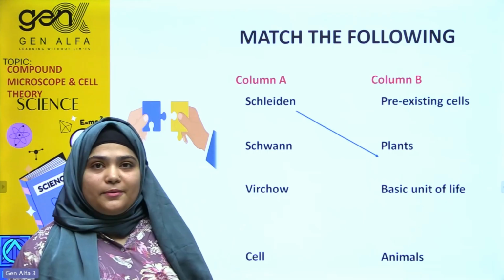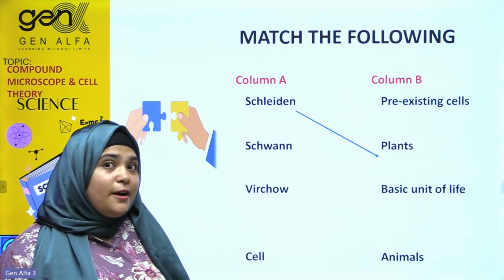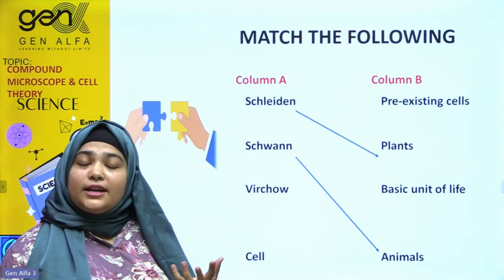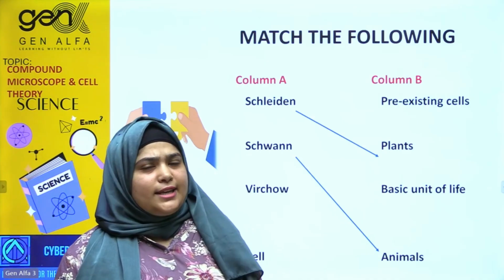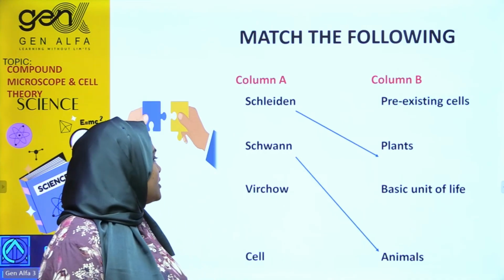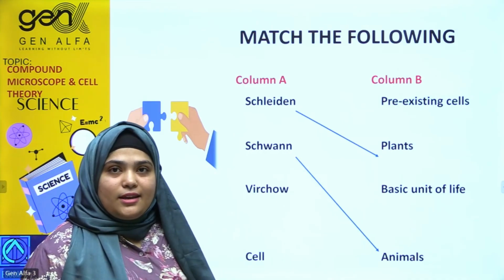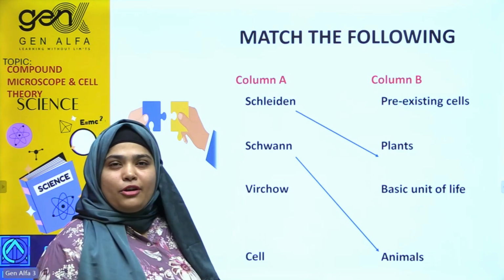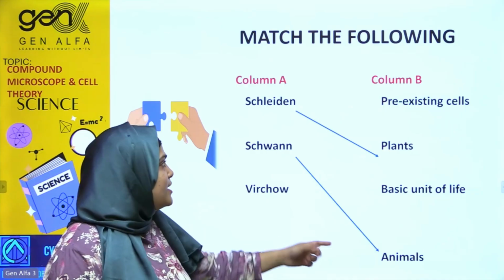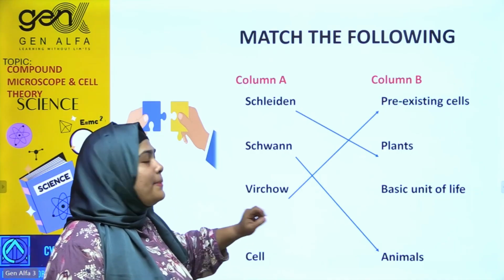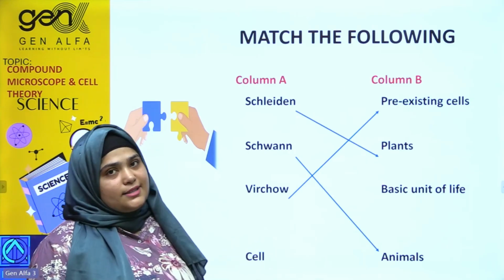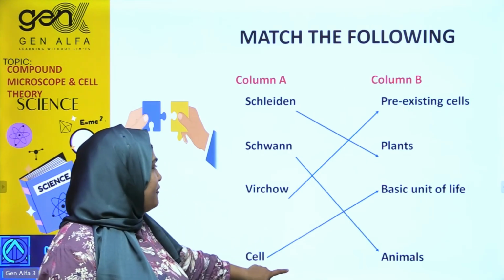Next, Schwann. Schwann was a zoologist and he was studying animals to find out that yes, animals are also made up of cells. Next, Virchow. Rudolf Virchow gave the statement omnis cellula e cellula, which means all cells arise from pre-existing cells. Cell, simple. Cell is the basic unit of life.